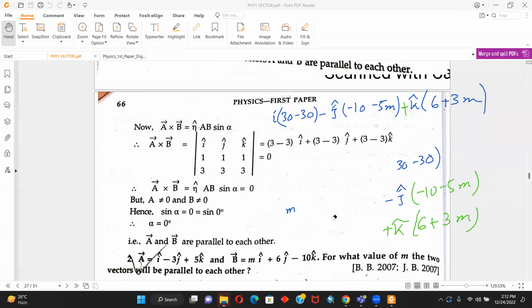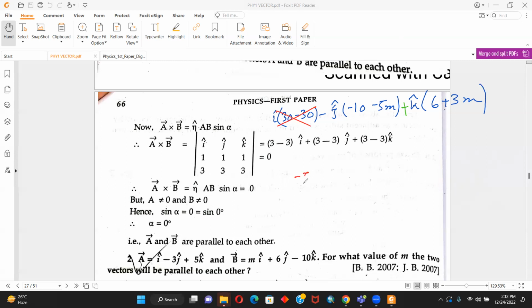Now I canceled out the i because 30 minus 30 is 0. So what they're asking is, what will be the value of m to get it to be parallel? As you can understand, it has to be equal to 0, that is, cancel the i out.